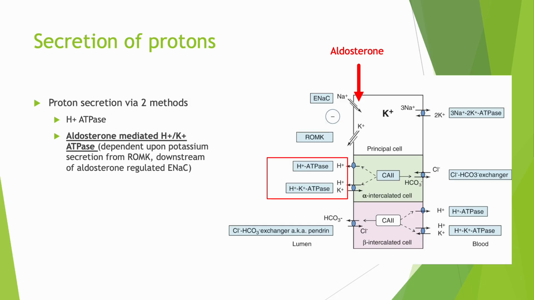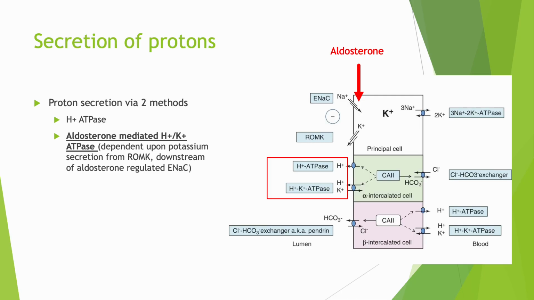Lastly, our body can get rid of extra protons in the distal tubule via 2 mechanisms in the alpha intercalated cell, the H plus ATPase and the H plus K plus ATPase. The H plus K plus ATPase is dependent upon potassium secretion from the ROMK in the principal cell. The ROMK, as you know, is dependent upon sodium reabsorption through the ENaC channel, and the ENaC channel is in turn dependent upon the presence of aldosterone. Hence, proton secretion through the H plus K plus ATPase is ultimately aldosterone dependent and will play a role in states of high or low aldosterone.